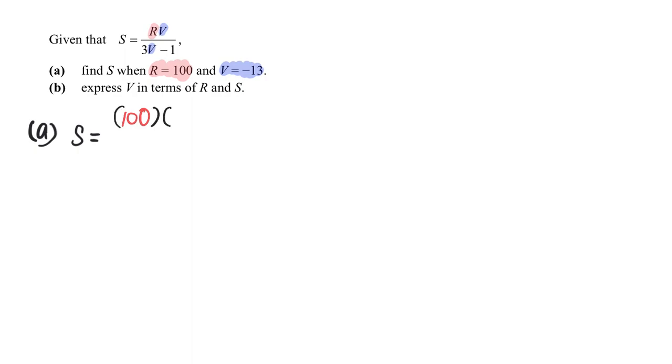100 times negative 13 divided by 3 times negative 13 minus 1. And this will give me a value of 32.5 or 32 1/2. Either is fine, okay?